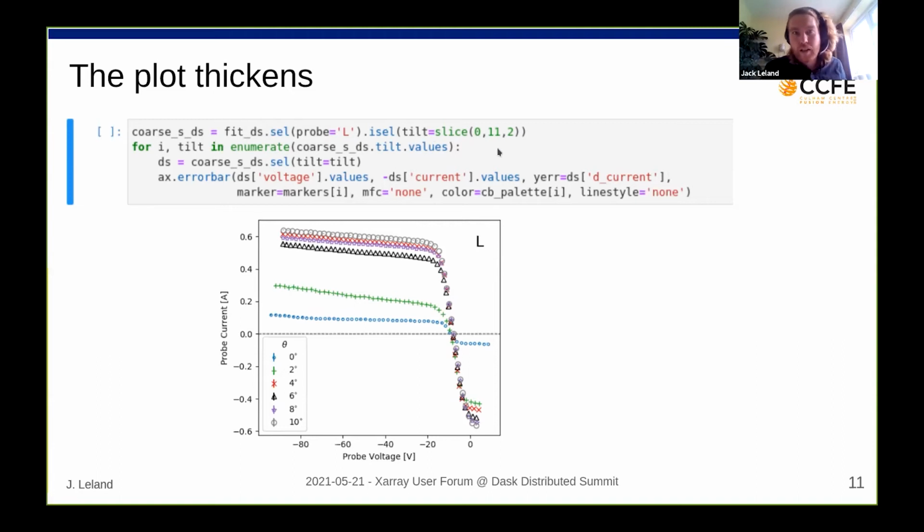This probe's called L. You select the position of certain angles. In this case, I wanted basically every other angle up to 10, so I made a slice for that. Then for each of those tilt values, I went through and selected it and then plotted it. Unfortunately, it doesn't seem like Xarray supports error bars just yet. I did see an issue on that somewhere back in the archives, but I'm not entirely sure why it wasn't then implemented. I'm sure there is an interesting reason for that. But this is how I got to my end result, and it was great.